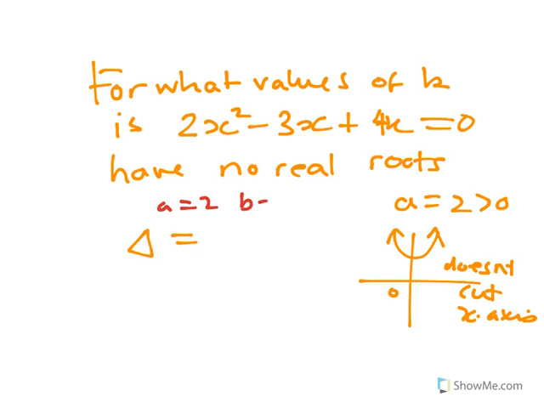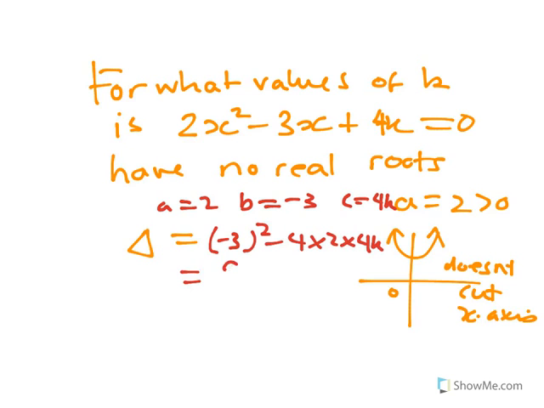So first step is to get the discriminant. a is equal to 2, b is minus 3, and c is 4k. So you go minus 3 squared minus 4 times 2 times 4k. 9 minus 4 times 4 is 16, times 2 is 32k. So 9 minus 32k. Now, for it to have no real roots, the discriminant has to be less than 0.